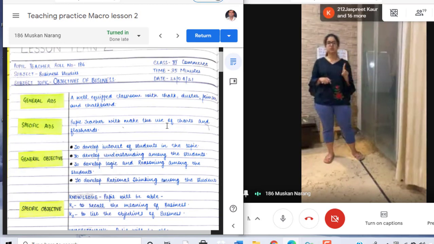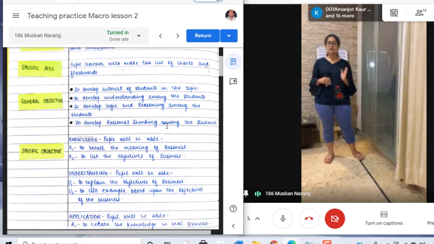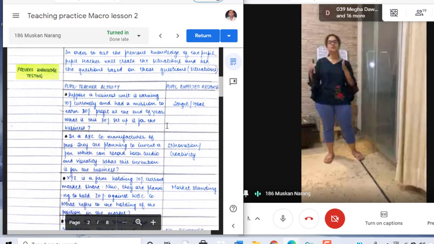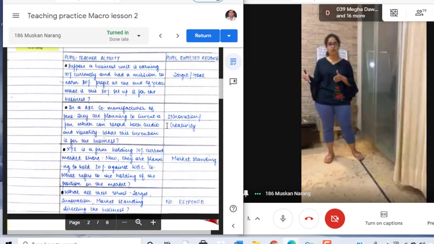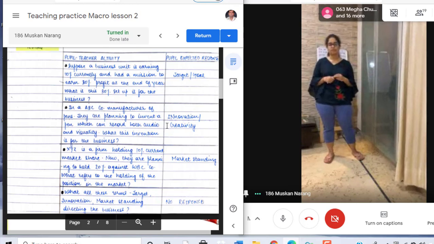So my first situation, which I am basically presenting to you, is: there is a business unit which is earning 10% profit currently. But now they have a mission that they will achieve 30% profit at the end of this year. What is this 30% set up by the firm for the business? Target. The goal. Yes, it is target, it is goal. These are mission, vision and all.